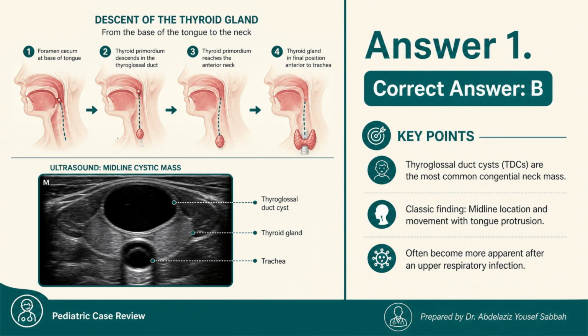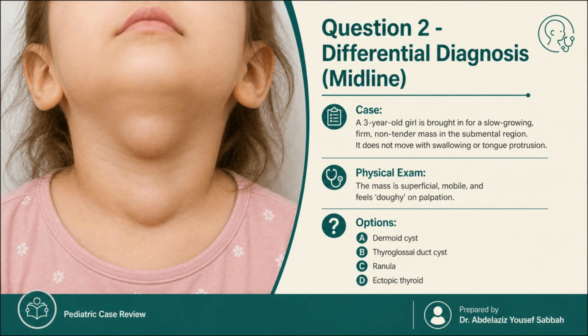They often become clinically apparent after an upper respiratory infection when the cyst enlarges due to inflammation, as in this case. Question 2. Differential diagnosis of midline neck masses. A 3-year-old girl is brought in for a slow-growing, firm, non-tender mass in the submental region. Critically, the mass does not move with swallowing or tongue protrusion. On physical examination, the mass is superficial, mobile, and feels doughy on palpation. What is the most likely diagnosis?